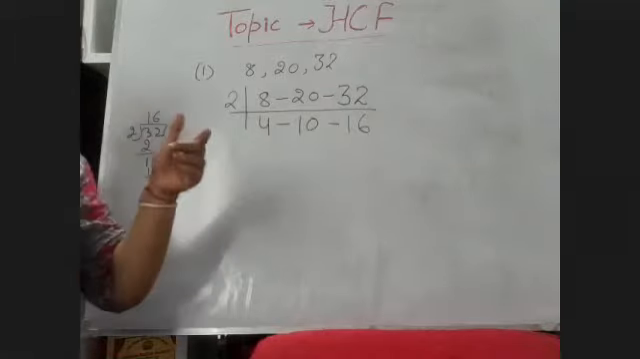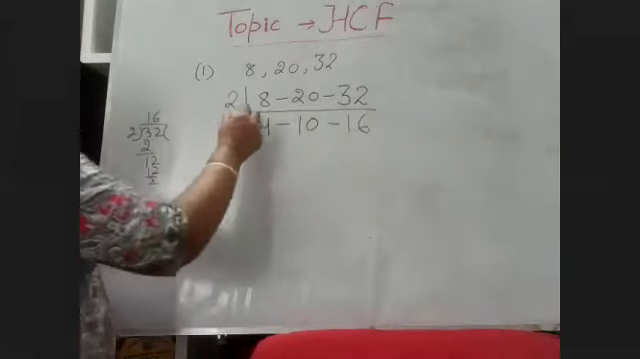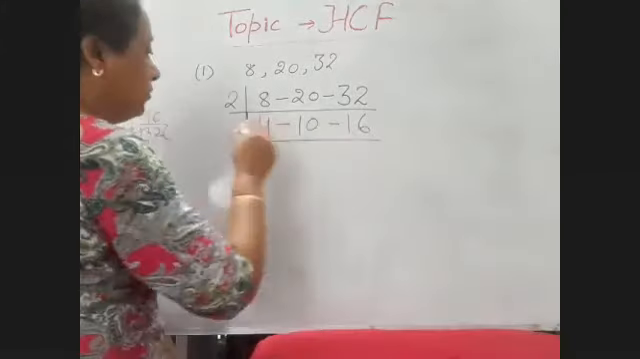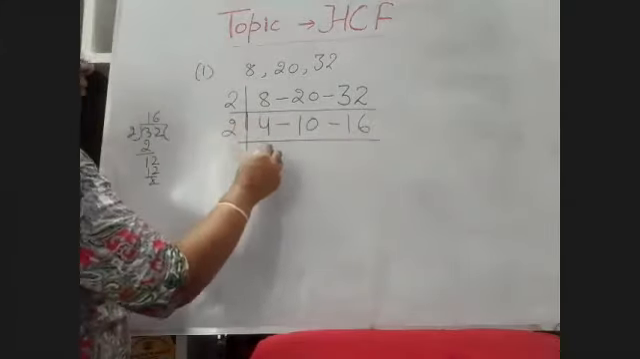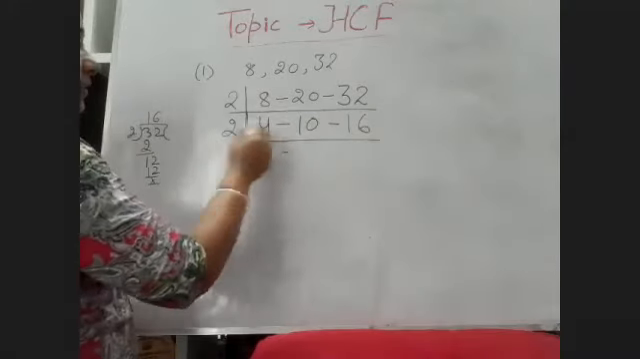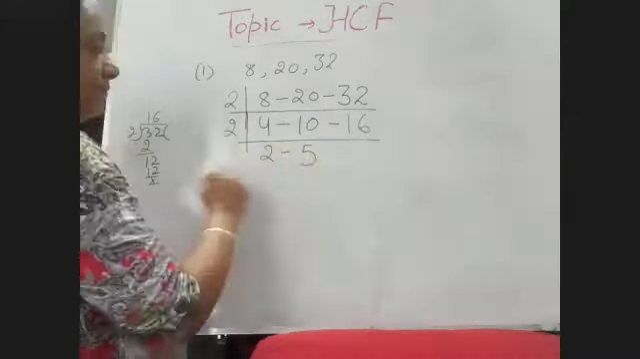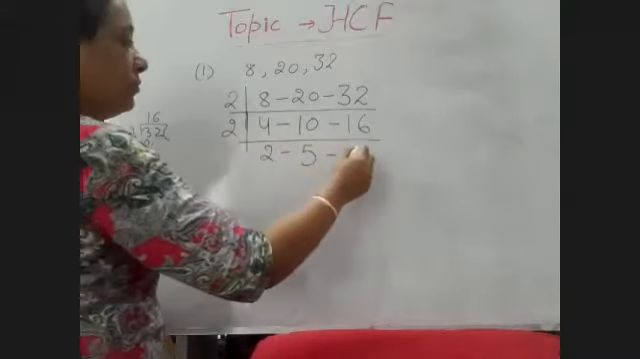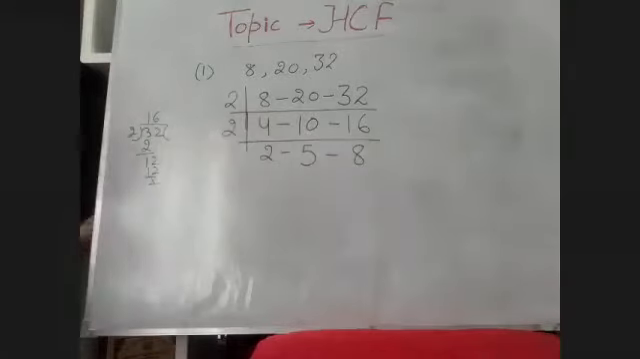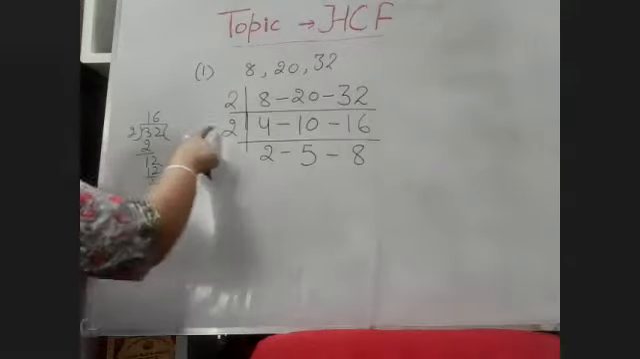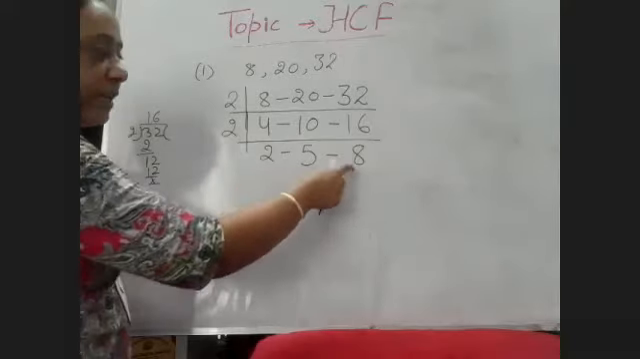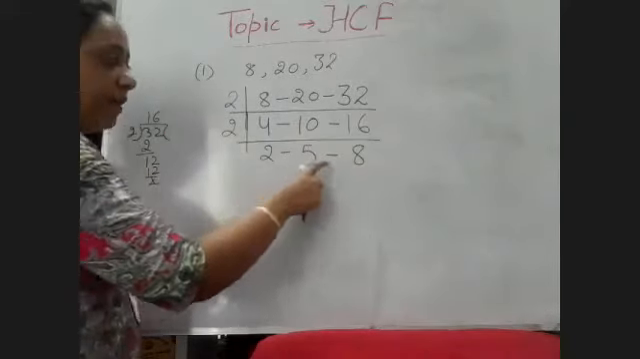Now again, 4, 10 and 16 are even numbers, so once again divide by 2. 4 divided by 2 is 2. 10 divided by 2 is 5, and 16 divided by 2 is 8. So when we divide by 2 in the second step, we get 2, 5, and 8.